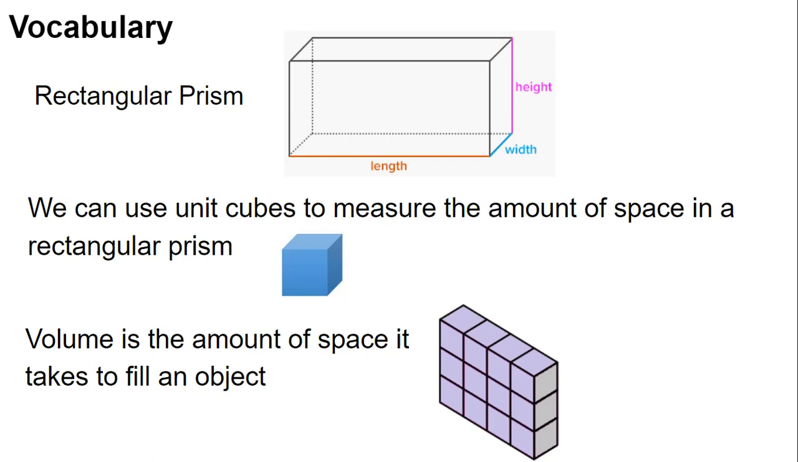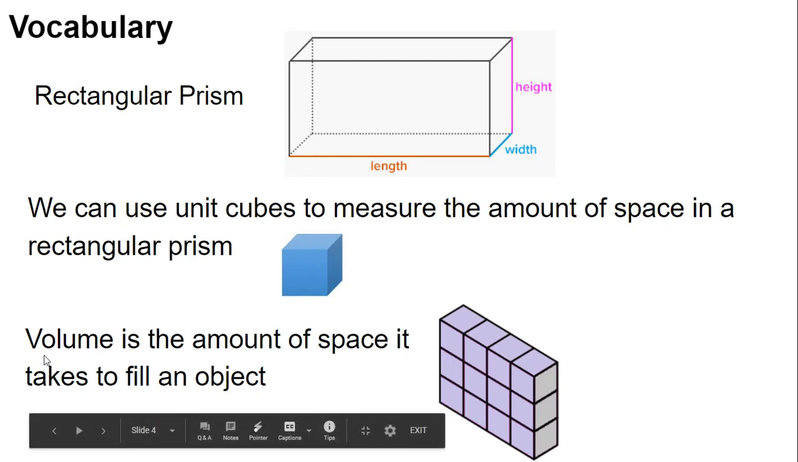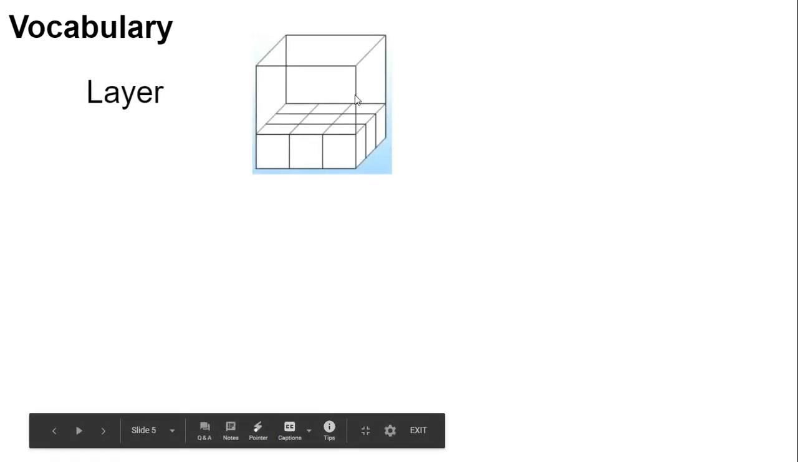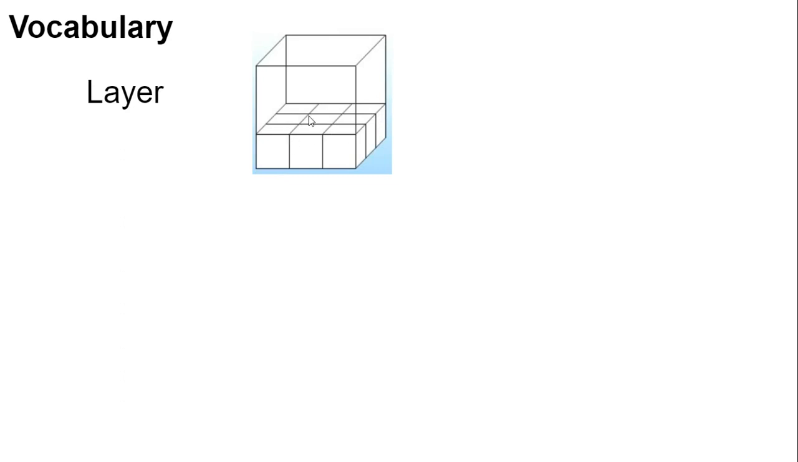Volume is the amount of space it takes to fill an object. So when we put our unit cubes inside of our rectangular prism, we can count to see how many unit cubes we use to figure out the total volume or amount of space in that 3D figure. Here you can see that our rectangular prism is filled with unit cubes. We notice that their whole bottom layer is filled with unit cubes. It creates a flat surface. This is known as one layer. We can use multiple layers to figure out the total volume in our rectangular prism.